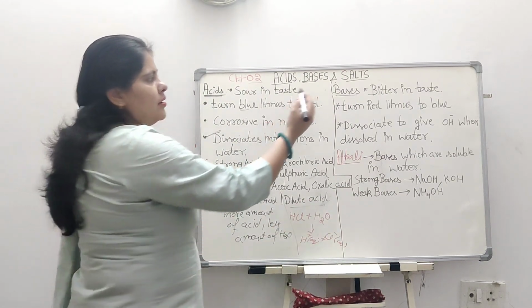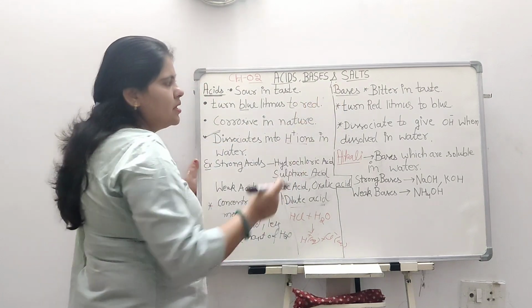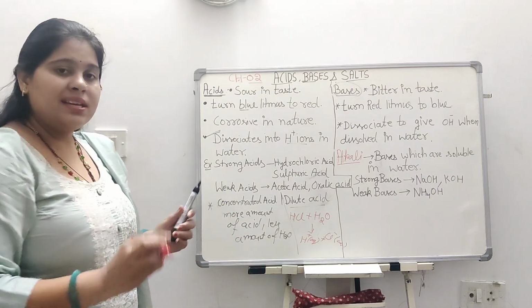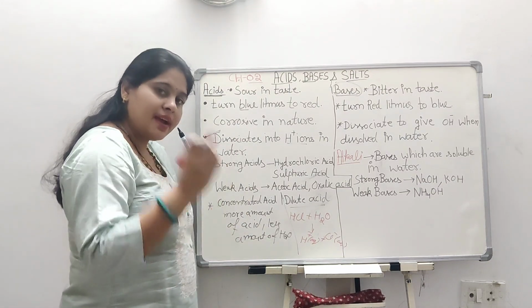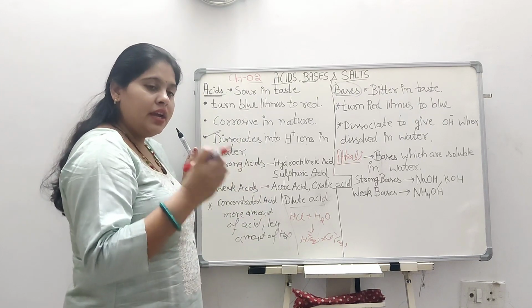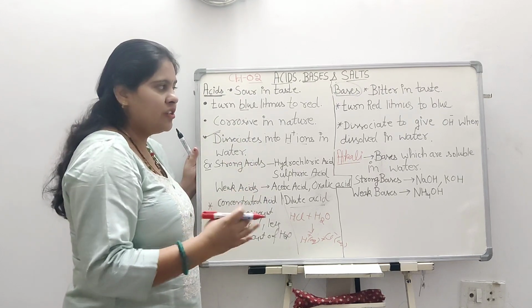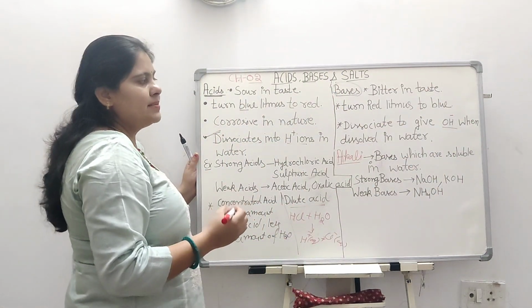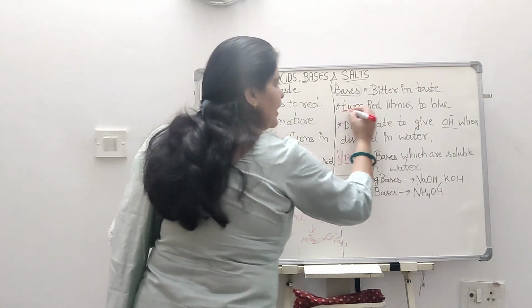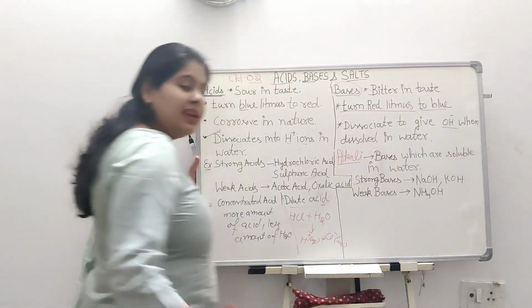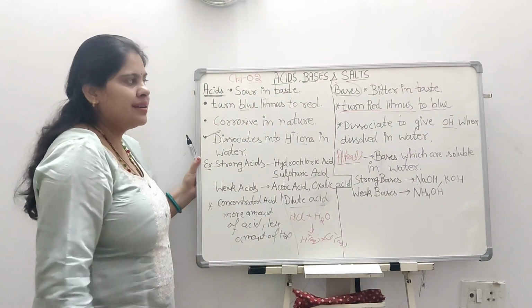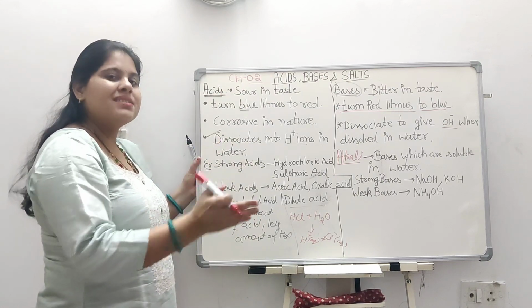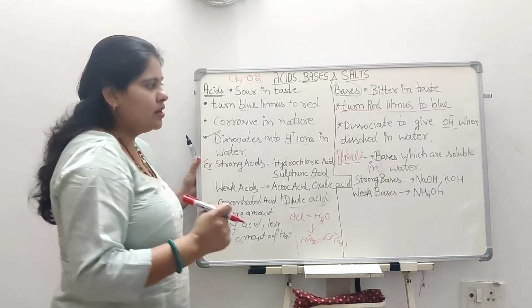Next, let's learn about bases. What are bases? Bases are chemical substances that, when dissolved in water, dissociate into OH negative ions, and these substances turn red litmus paper to blue. Litmus is a natural indicator which distinguishes whether a substance is acidic or basic in nature.